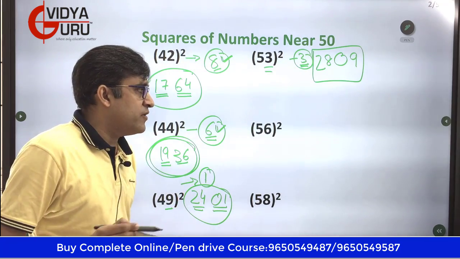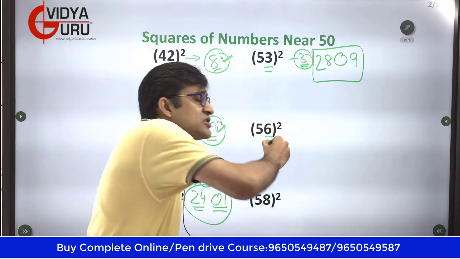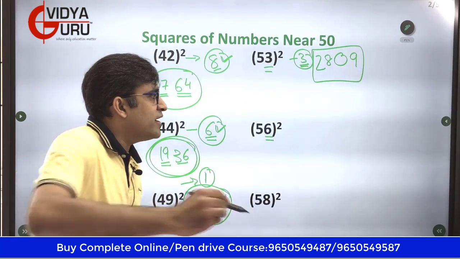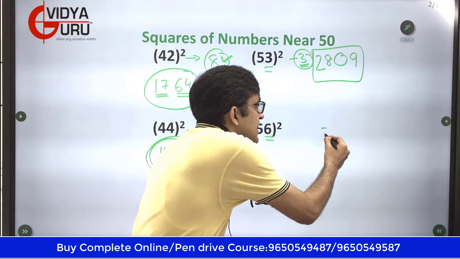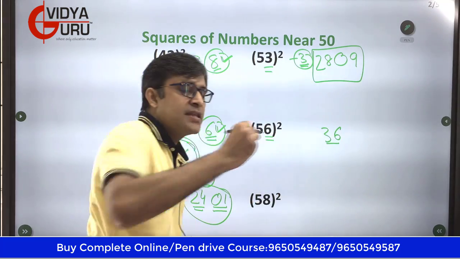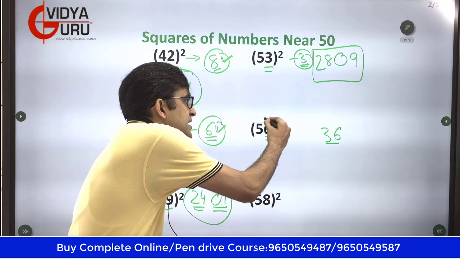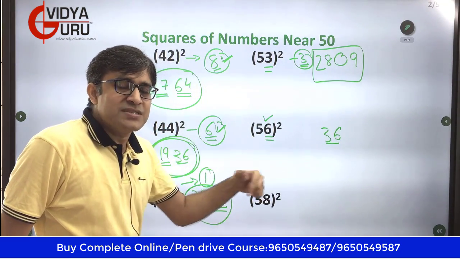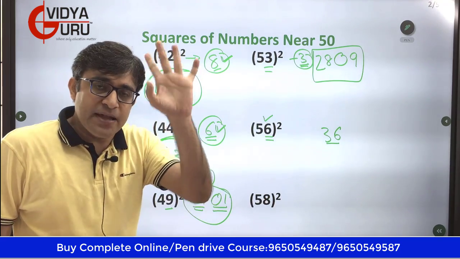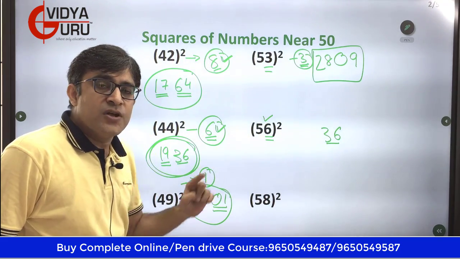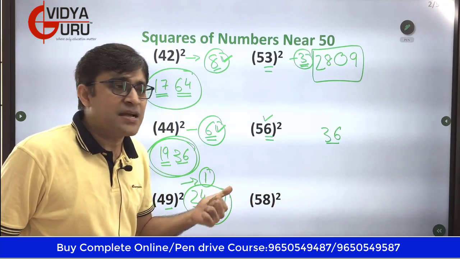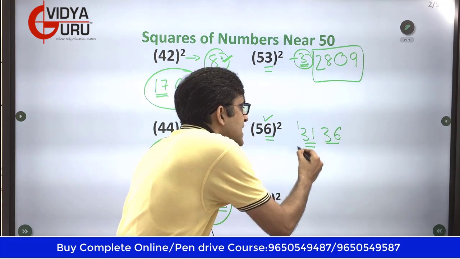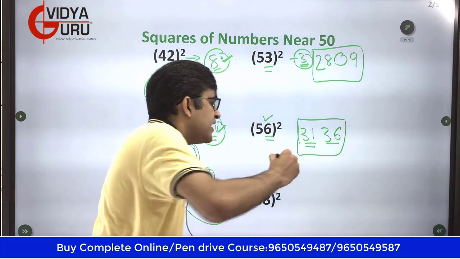The square of 56. Now let's find it out. It is 6 greater than 50. So straight away, the square of 6 is 36. And since it is 6 greater than 50, I'm going to add this 6 to the benchmark, which was 25. So 25 and 6, it becomes 31. So 3136. Students, that is the square of 56.